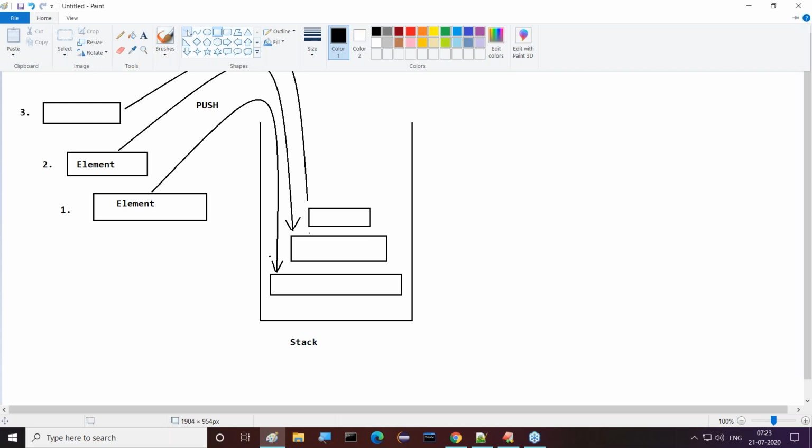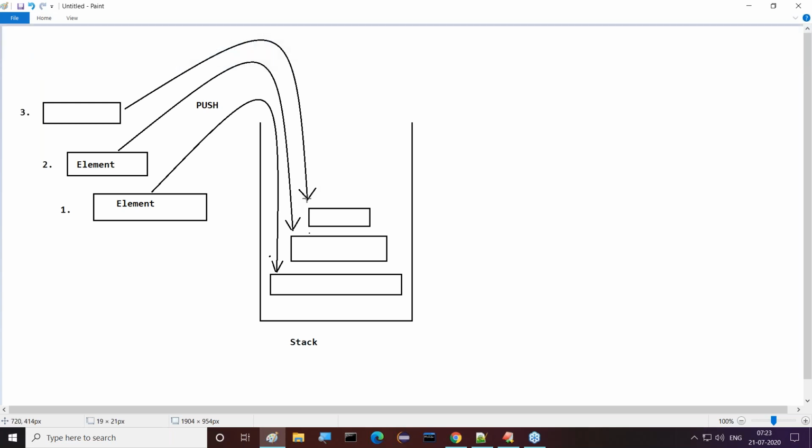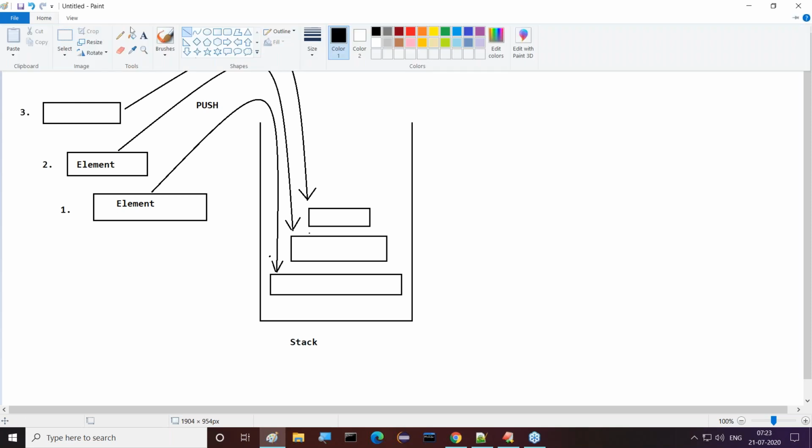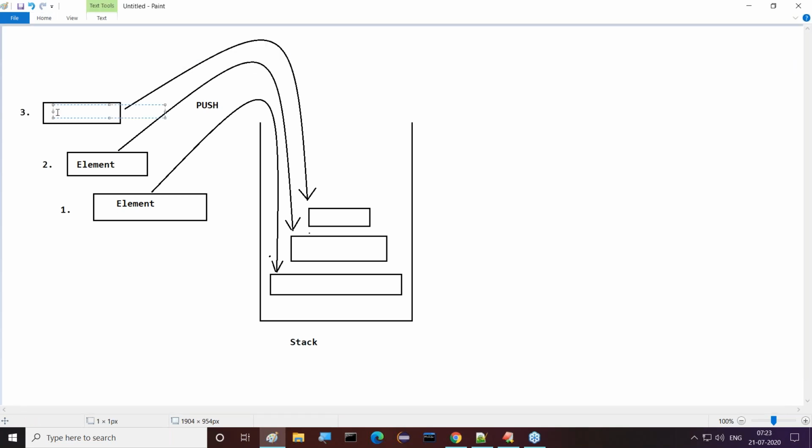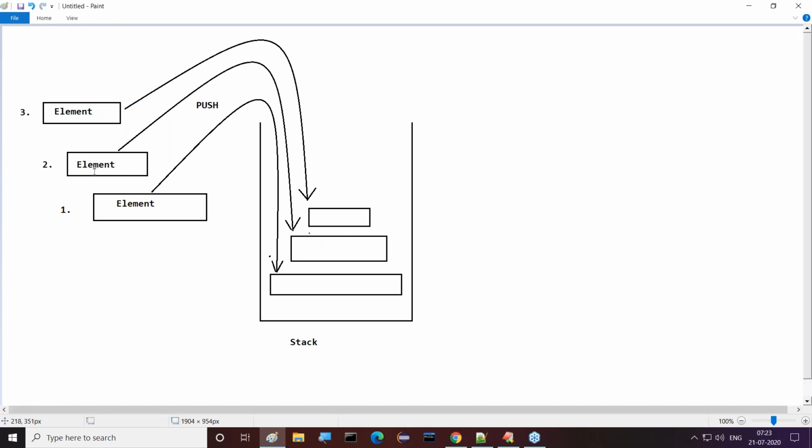I'm asking one question to all of you guys. Overall, how many elements are inserted inside the stack now? As of now, 3 elements are inserted. Good. Where is the first element? The first element is available at the bottom of the stack or not? Good. The second element is above the bottom element, and the third element is above the second element. In this order, we inserted into the stack.